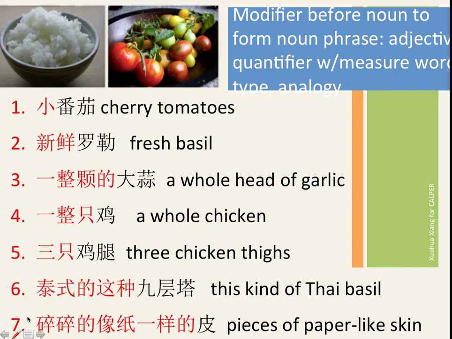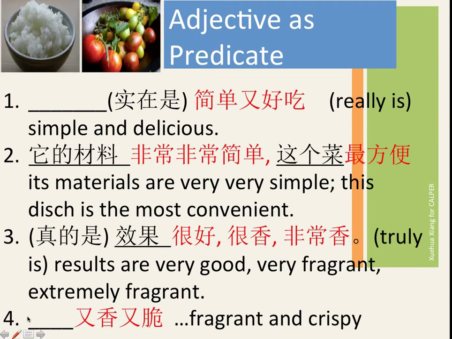So all these are different ways of modifying a noun, and the noun comes at the very end. You have 的 to link the modifier and the actual noun. Now let's look at another pattern. This is a typical Chinese grammar pattern where an adjective or a bunch of adjectives are used as predicate.